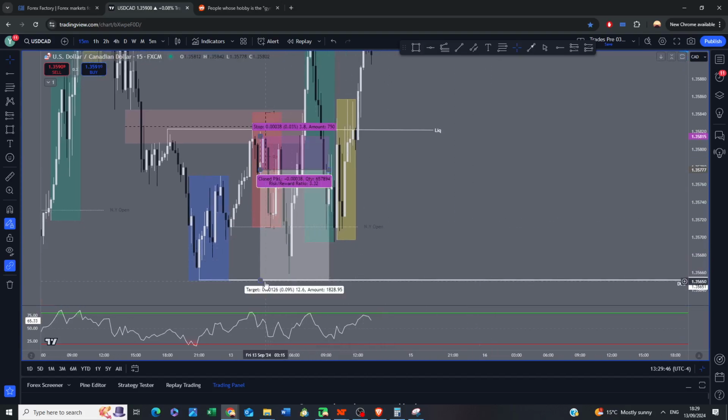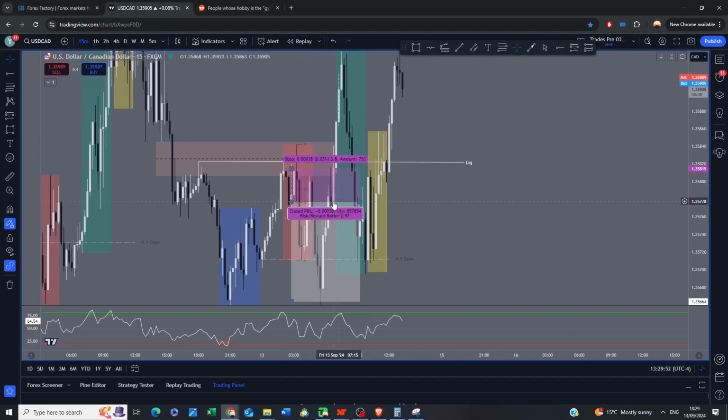and yeah, price moved down, almost hit my target, which was down at this drawn liquidity, which it failed to clear out, and then it found resistance, and then I got stopped out at these highs. So it was almost a break-even trade.